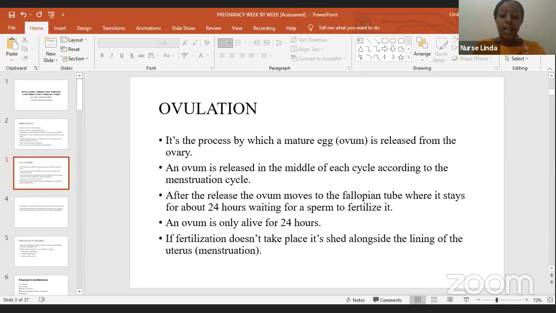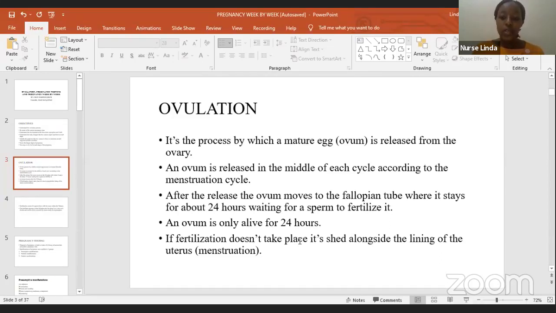Then after the ovum has been released from the ovary, it is released into the fallopian tubes. I understand that at the beginning you looked at the anatomy of the reproductive system, and you can follow the position from where the ovary is all the way to where the fallopian tubes are. This ovum stays in the fallopian tube for about 24 hours before it dies. If this ovum is not fertilized before these 24 hours elapse, we cannot have a pregnancy.